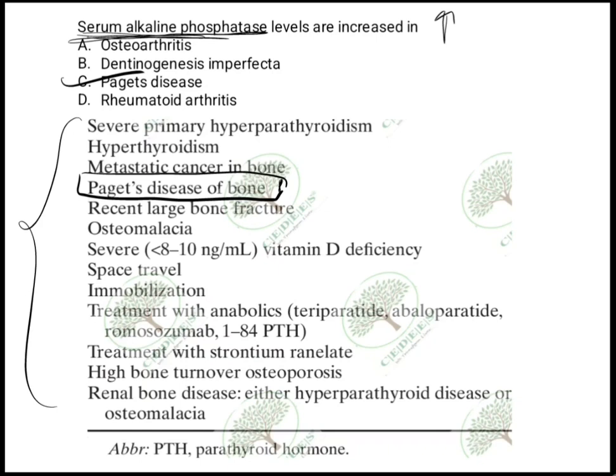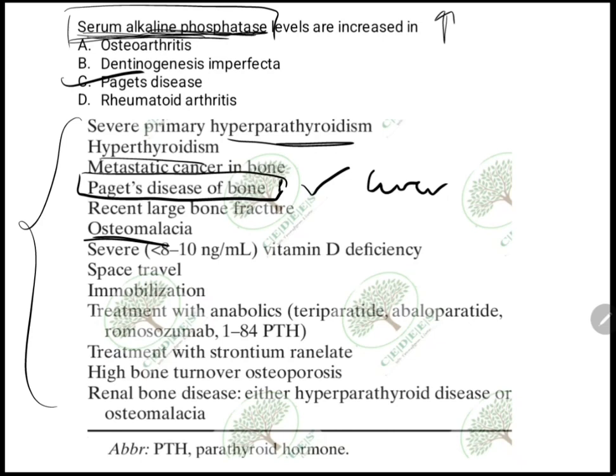Acid phosphatase is a marker of osteoclastic bone resorption. It increases in conditions like marble bone or osteopetrosis, along with prostate cancers, whereas alkaline phosphatase is a marker of osteoblastic activity. It increases very high in Paget's disease and along with that in any liver dysfunction, as it's present in a large amount in the liver. So in these two conditions, it will be elevated. If you want to know some other conditions, they are mentioned here. Also remember primary hyperparathyroidism and hyperthyroidism as well, along with osteomalacia, which is vitamin D deficiency.